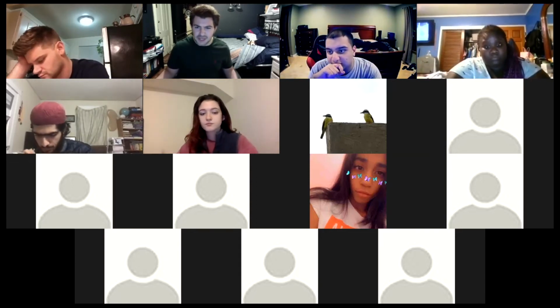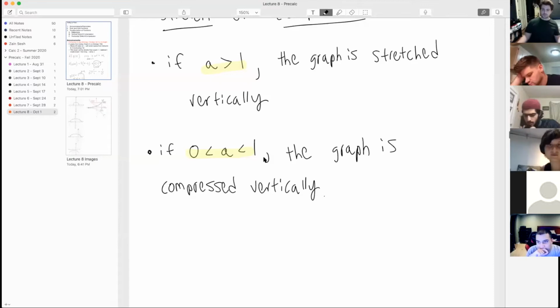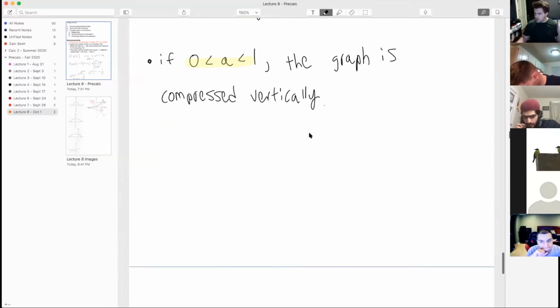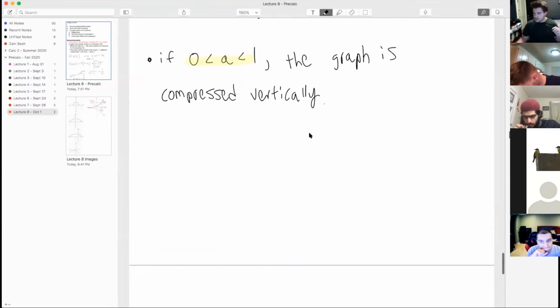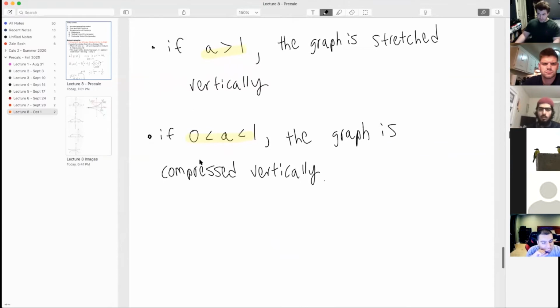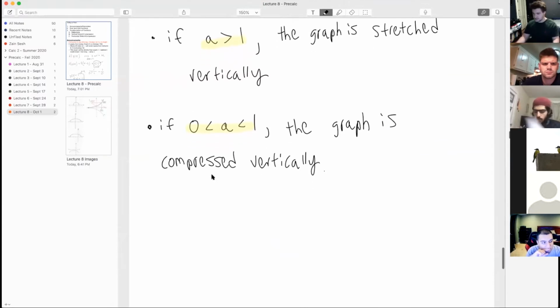Let me get back to my notes. All right, and we're back to the notes. So that was the geometric picture, the graphical picture. Now, what's the algebra? What's the algebraic interpretation?